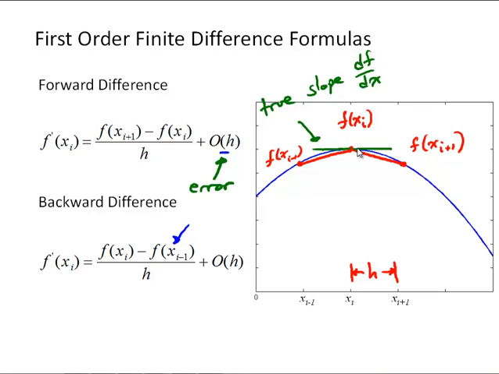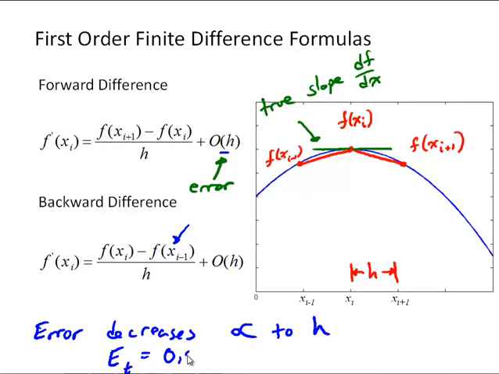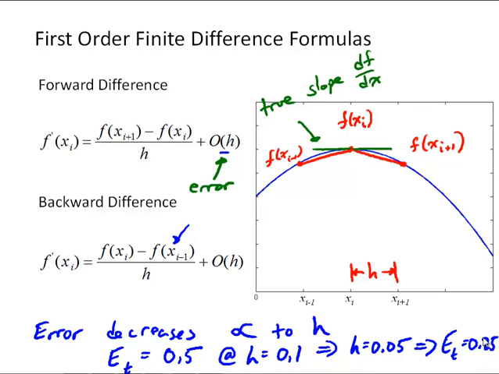So we see both of these are obviously going to have some error, and the error is going to get smaller, decreases proportional to h. So if the error is 0.5 and we reduce h, so let's say E_T, or true error, is equal to 0.5 at h equals 0.1, and then we take h equals 0.05, so we cut h in half. That means that we could expect our true error to be equal to 0.25. Sorry, that's our true error, not true relative error.